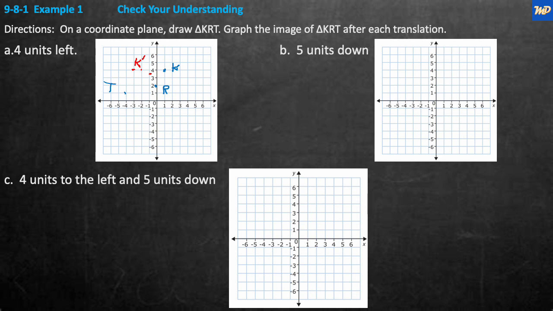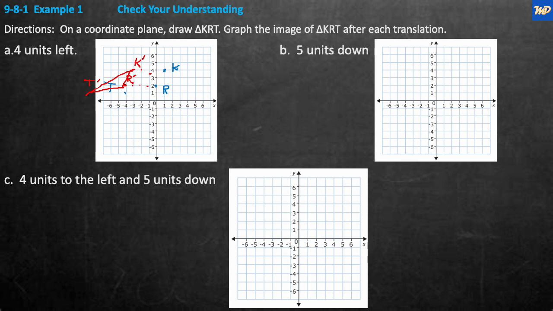This is now K prime. R, 4 units to the left. 1, 2, 3, 4. Right here. This is R prime. And T, 1, 2, 3, 4, it's off the page. I'm going to say it's right here. And this is T prime. Okay? And if you tried to draw this triangle, I'll try and draw it. It'd be like that, and then that, and then there. Kind of translated it.